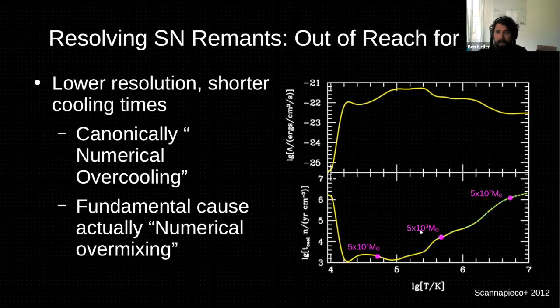Only if you were able to get to resolutions of a few hundred or perhaps even a few tens of solar masses are you going to get to the point where the injection of a single supernova results in gas that's hot enough that it can do things before it's lost all of its energy to radiative cooling. So this has typically been called a numerical overcooling problem, but what it really is, is a numerical overmixing problem. You're taking the heated ejecta of a supernova and putting it into too much gas.